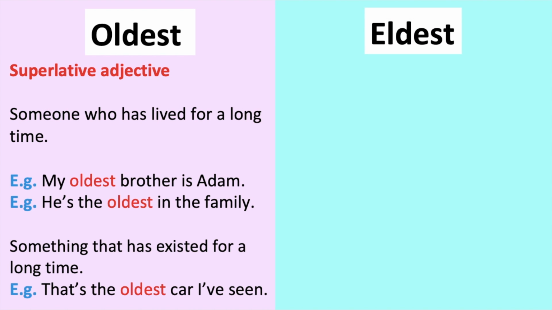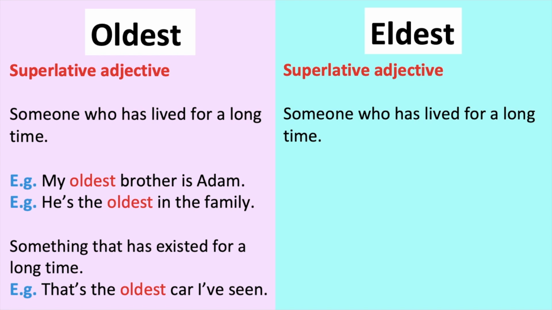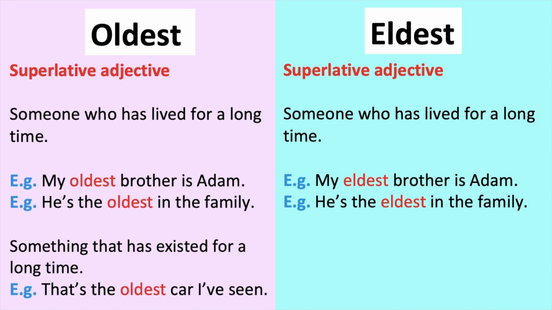Eldest. Eldest is a superlative adjective. However, we only use eldest when we're talking about a person, generally family members. For example, my eldest brother is Adam. He's the eldest in the family.